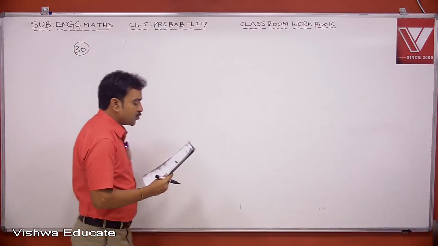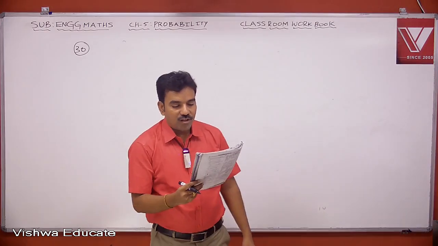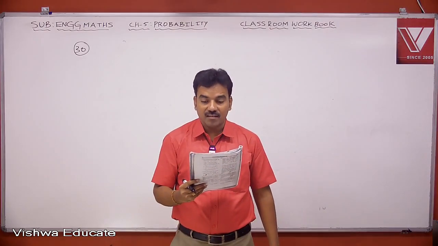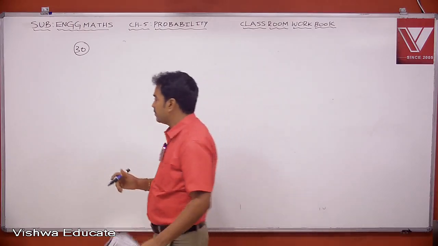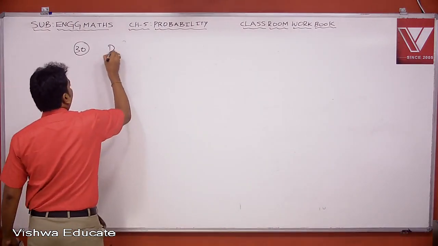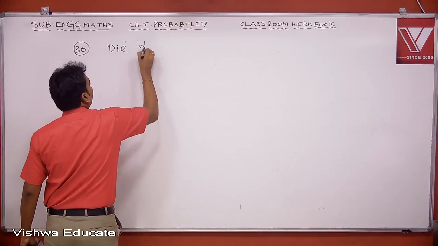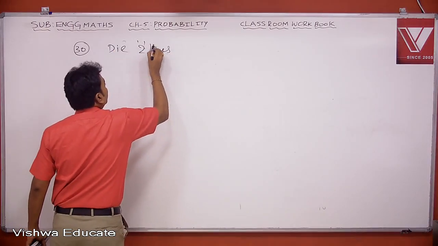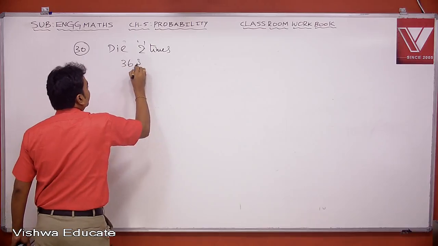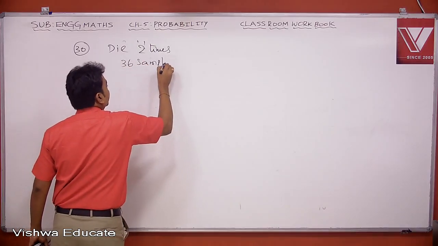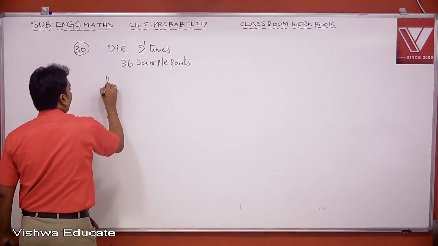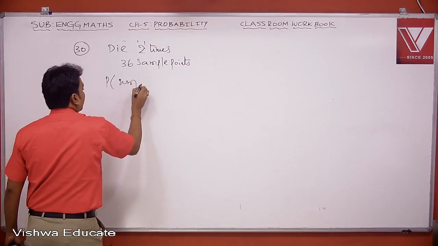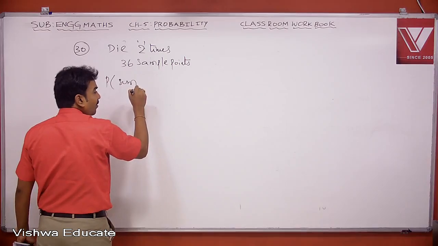A single die is thrown 2 times. What is the probability that the sum is neither 8 nor 9? The sum should not be 8 as well as 9. A single die is thrown 2 times, so you will get 6 square, 36 sample points. So we need to find the probability that the sum is neither 8 nor 9.